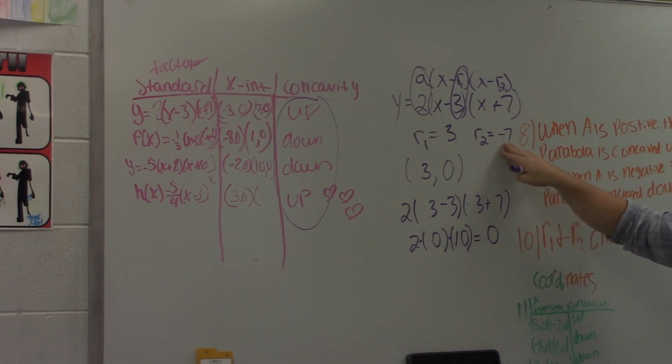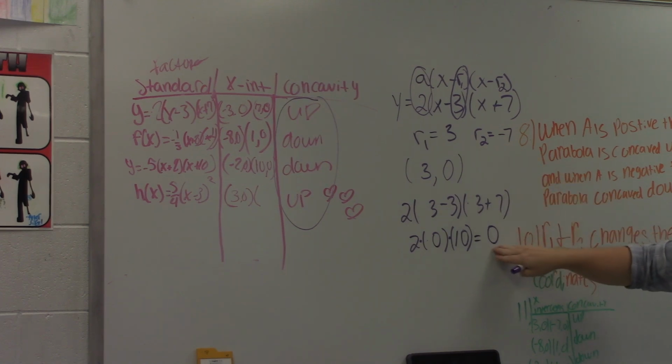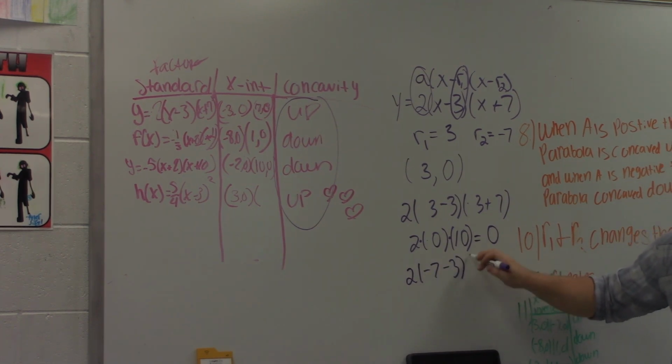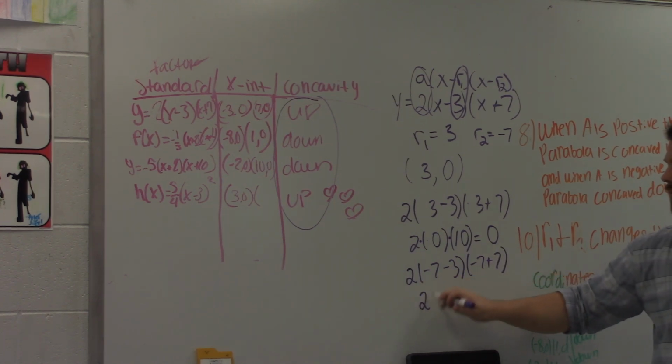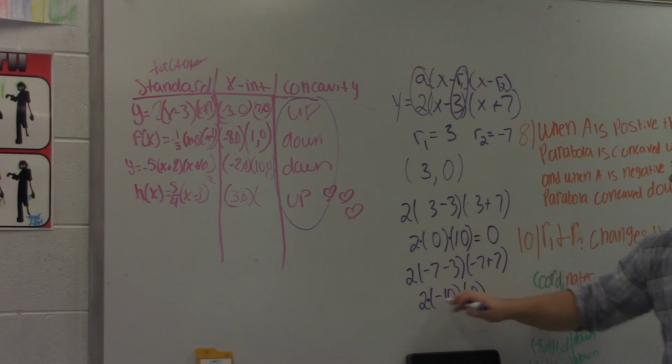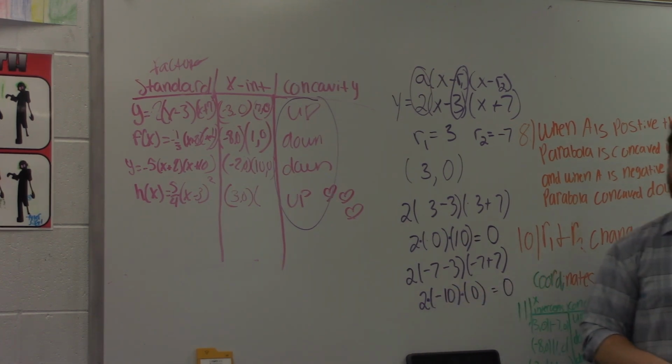And once again, check it. What am I trying to create? A zero. So if I substitute negative 7 in, what's negative 7 minus 3? Negative 10. What's negative 7 plus 7? 0. Did I create a product of 0? Yes. So remember, I need the opposite so that I get a factor and a product of 0.